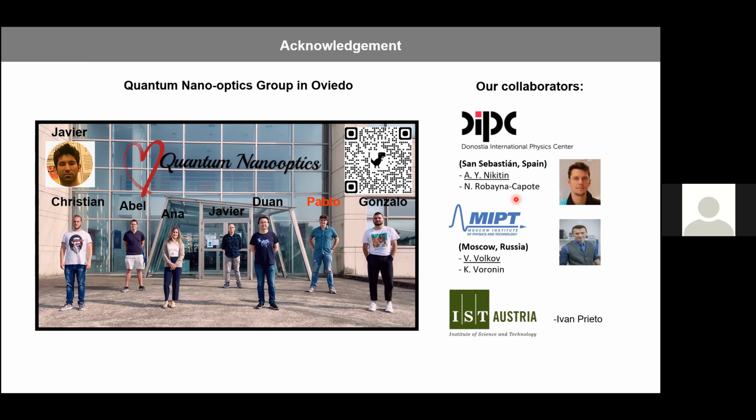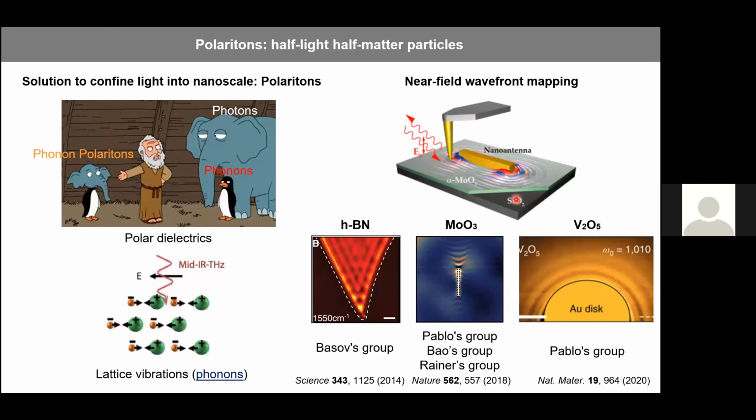Acknowledgement aside, I will skip the introduction, or give just a brief one, because I think you are all experts in this community, and Pablo gave a quite clear introduction. We all know that polaritons are half light, half matter particles. They are quite important for us because they provide a solution to confine light into the nanoscale, for both the mid-infrared and terahertz.